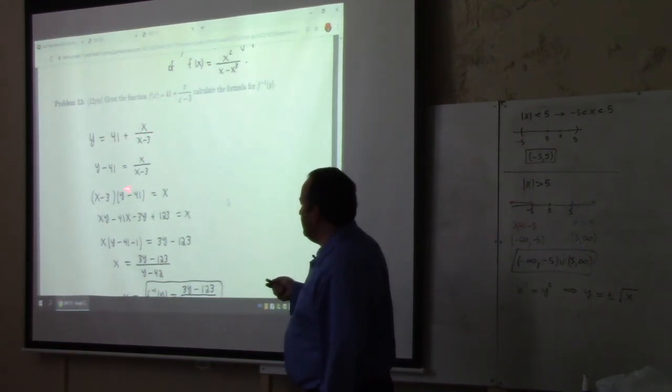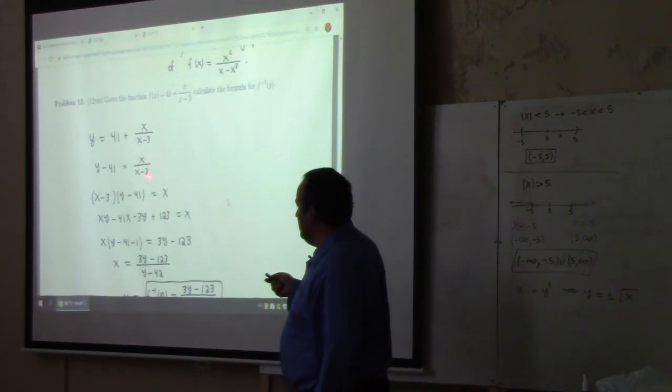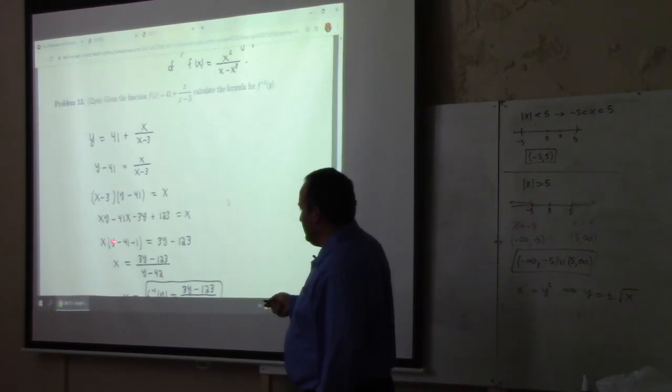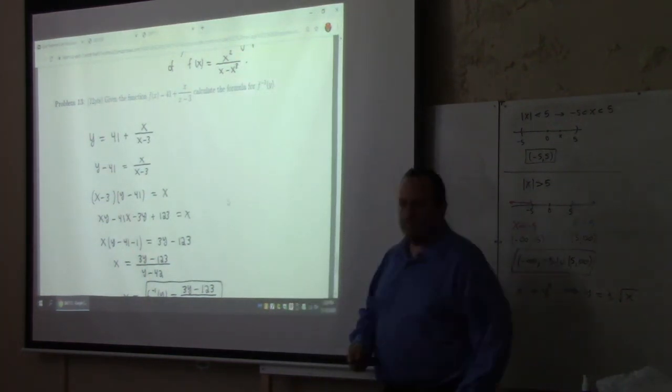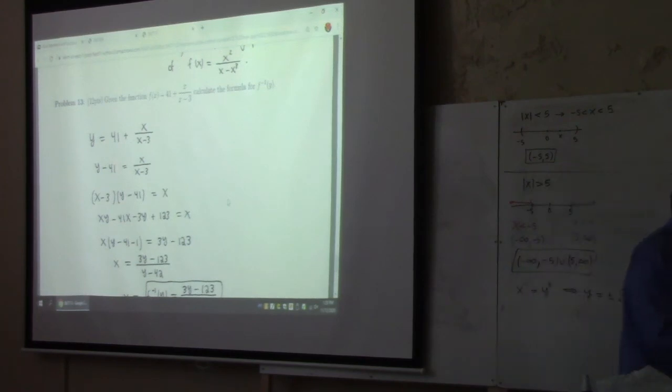So I subtract 41, and then I multiply by x minus 3. I distribute stuff. I put all the stuff with x's on one side. I factor the x out, and then I divide by that factor, and I get x is (3y minus 123) over (y minus 42). And there you go. That's the formula for f inverse of y. If you want the formula in terms of x, well, change the y to x if you like.